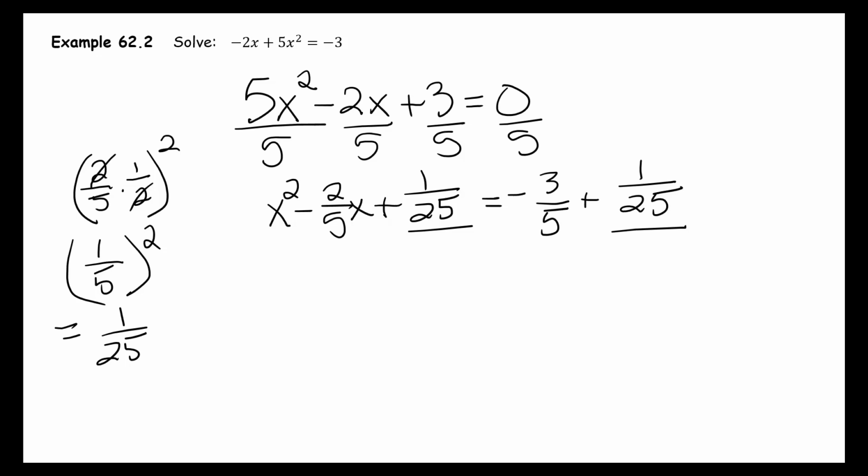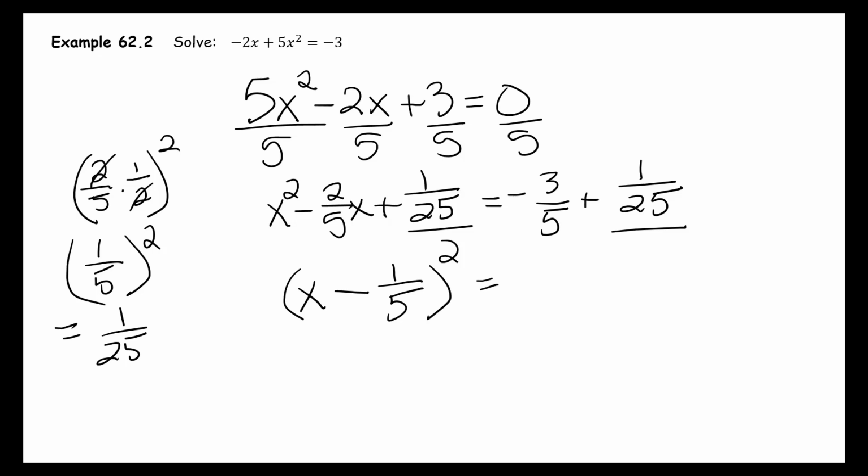And now the left side can be written as a perfect square binomial. It's going to be x, and the minus sign tells me to put a minus. And then the number that goes here is going to be half the x coefficient. The x coefficient is 2/5, so this will be half of that, which is 1/5.